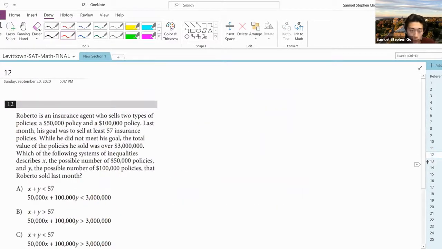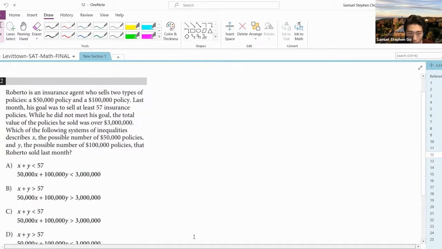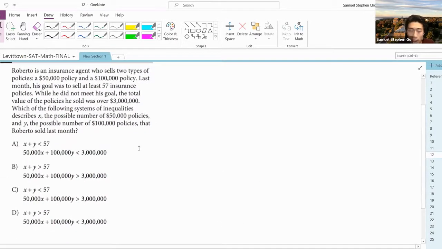Question 12. Okay, so we just did a question similar to this with the lawn and the bench concert. So very similar. Roberto is an insurance agent who sells two types of policies, a $50,000 policy and a $100,000 policy. Last month, his goal was to sell at least 57 insurance policies. While he did not meet his goal, the total value of the policies he sold was over $3 million.